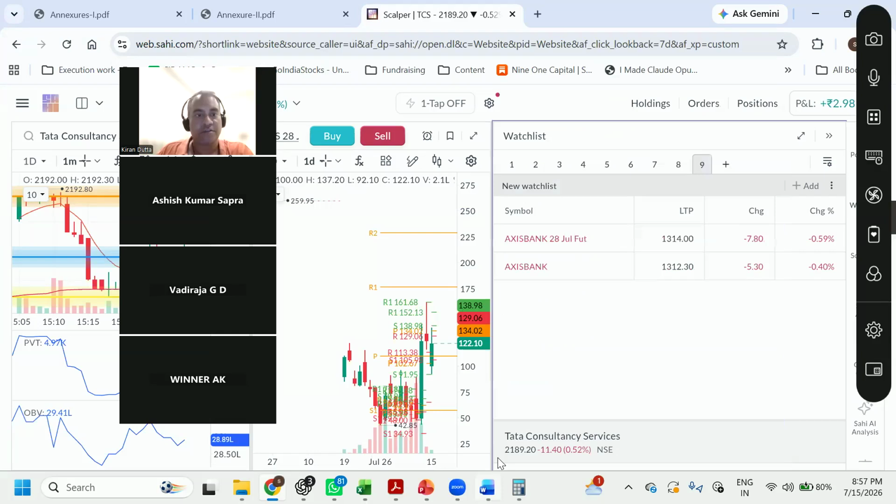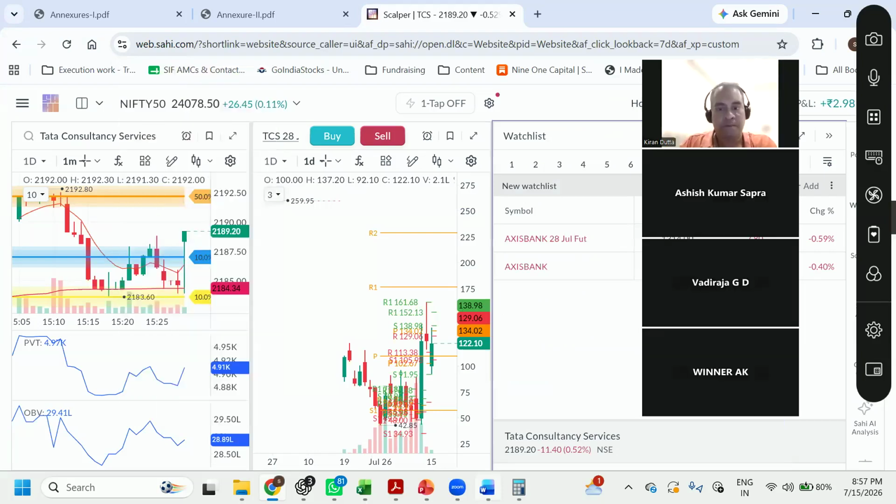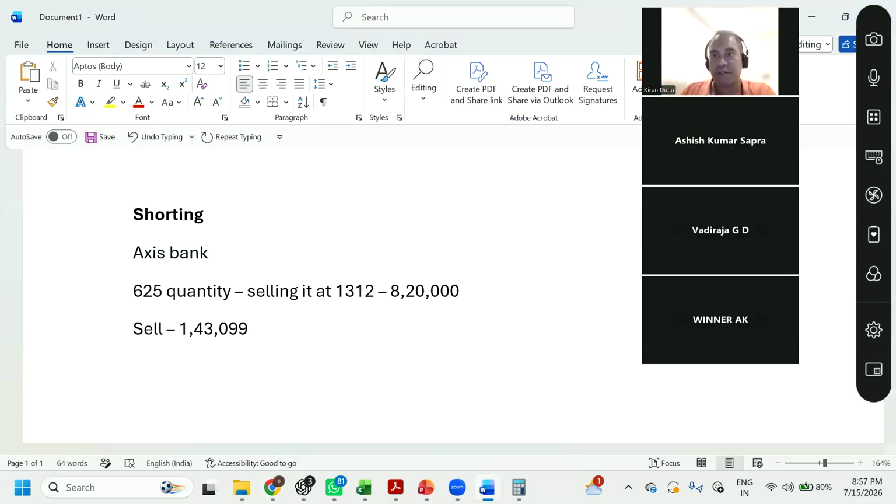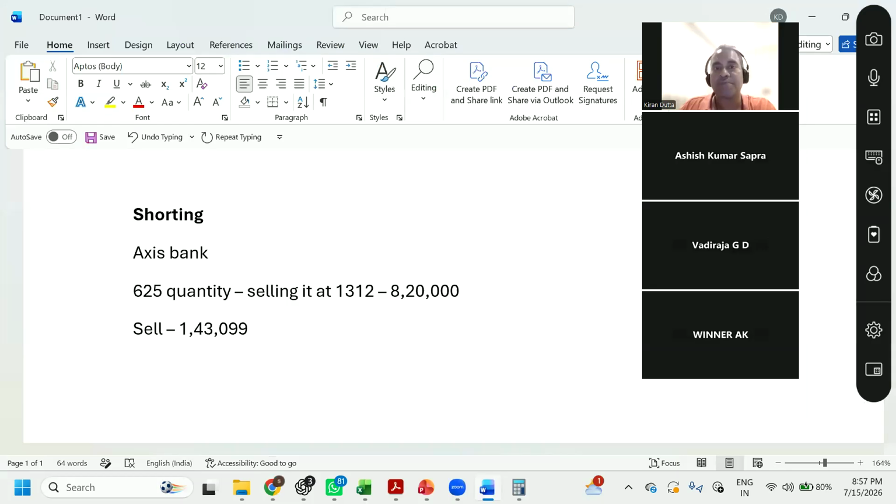1,43,099, right? Why am I creating a sell position? Because I am trying to hedge. In the Reliance case, what did we do? Since it goes long, we actually took a long futures position. Here I wanted to sell. So I am actually taking the sell position there, right?